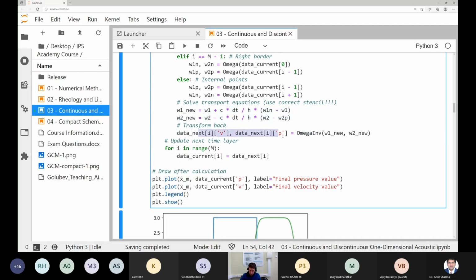and eventually using W1 and W2 at the n+1 time layer, we calculate the values of velocity and pressure at the next time layer n+1, and then we simply copy the next values of P and V to the current. Or you can swap the pointers to the next and current arrays to reduce the computation time by 2. It's up to you. For simplicity, I used this naive implementation.